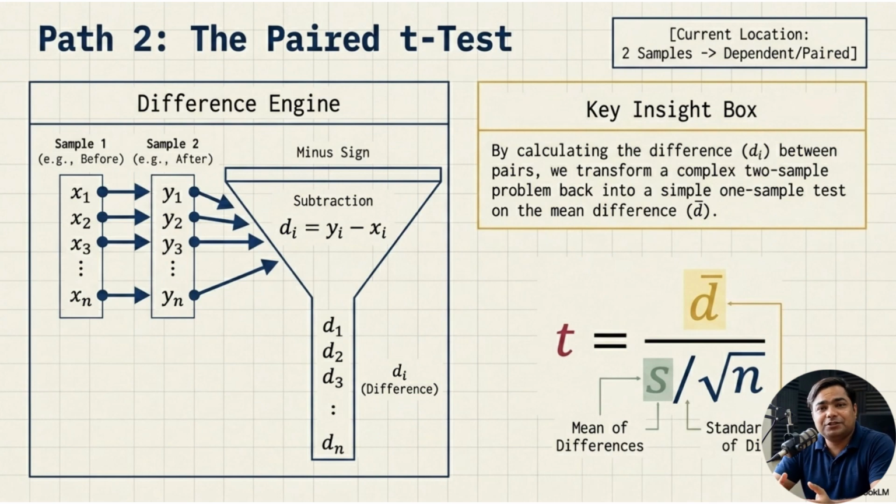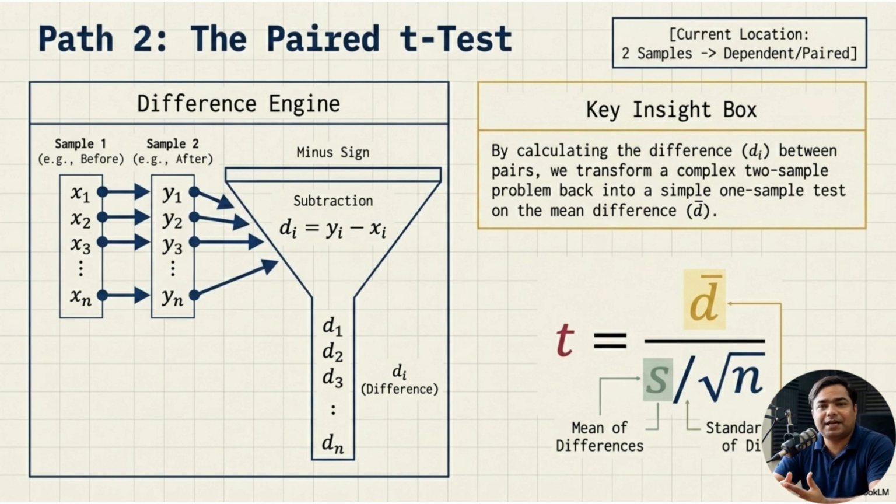Now let us discuss the paired t-test. The paired t-test is used when we have two dependent samples. Instead of comparing two separate means directly, we first calculate the difference between each pair. For example, suppose we measure a student before training and after training. For each student, we calculate after value minus before value. This gives us a new set of values called the differences. So the paired t-test transforms a two sample problem into a one sample problem.